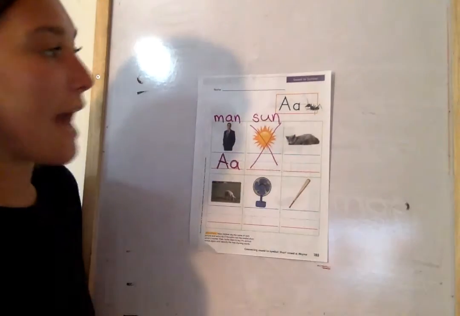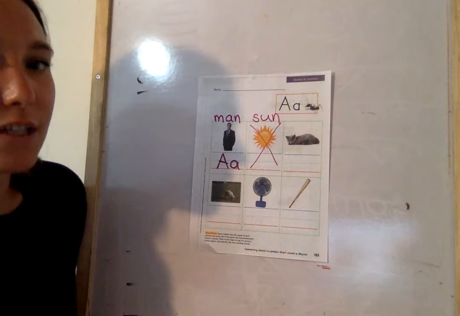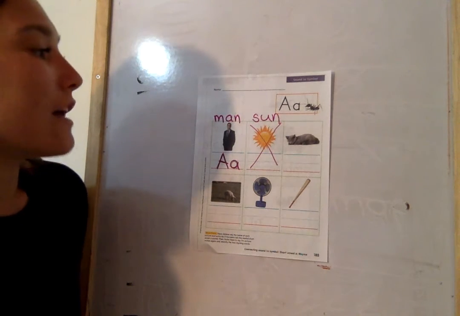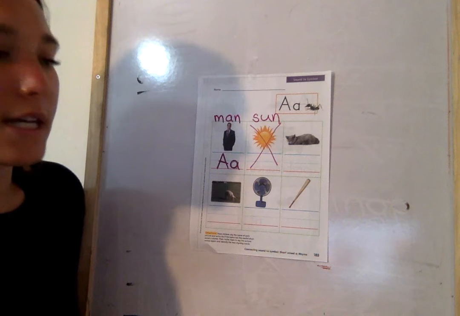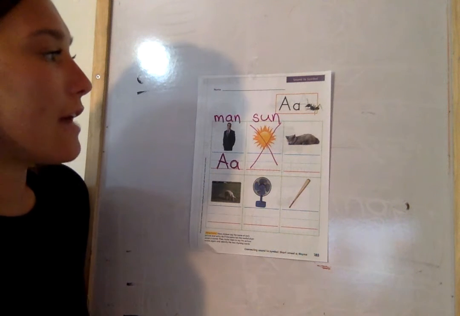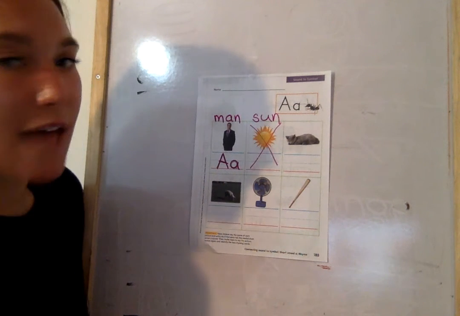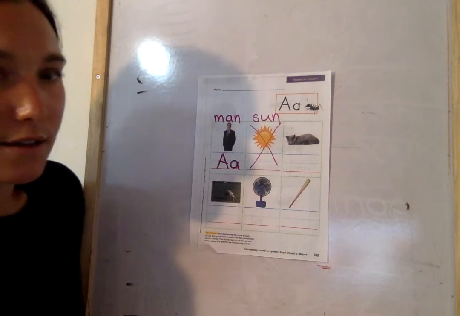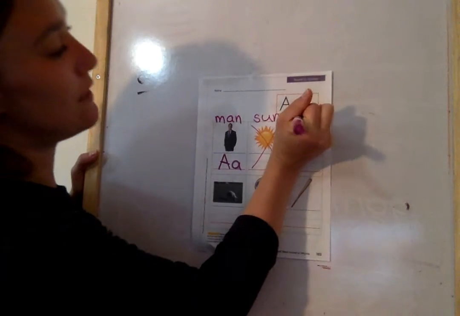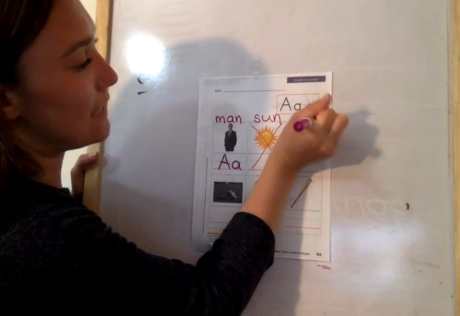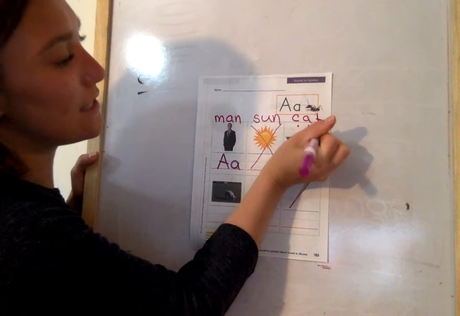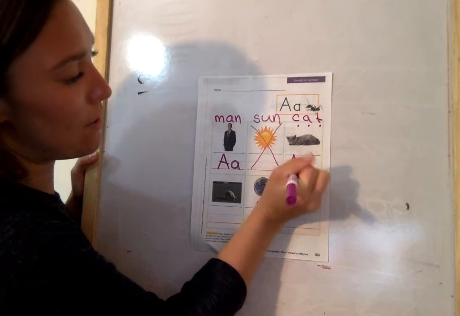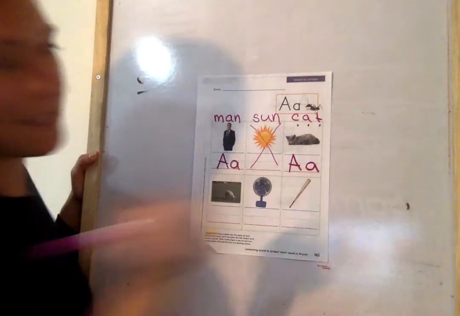Next we have a cat. K-at. Do we hear an A in the middle of k-at? Yes, we do. It's C-A-T. K-at. So I'm going to write upper and lowercase a.